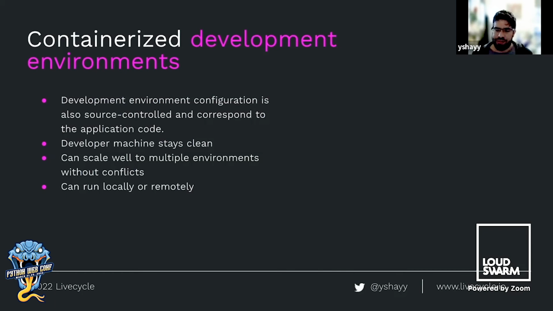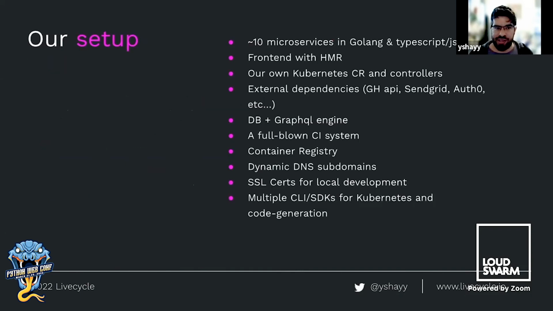So I've shown examples of container development environments. What's really cool is that the development environment configuration is also in source control and corresponds to the application code, so it can work for a while and be maintained. The developer machine stays clean, as you saw. It can scale well to multiple environments without conflicts if I run several of these dev containers together. And it can run locally or remotely, on my local Docker host or on a Docker machine in the cloud.